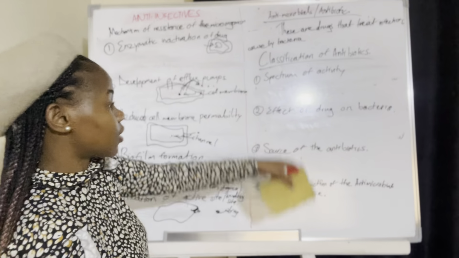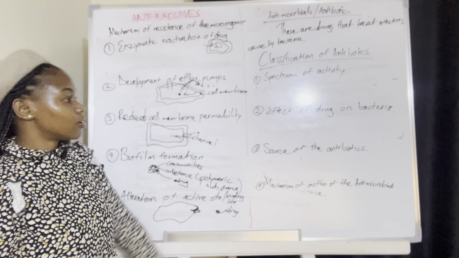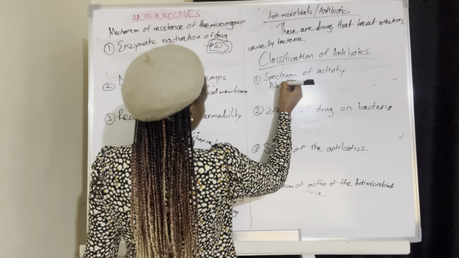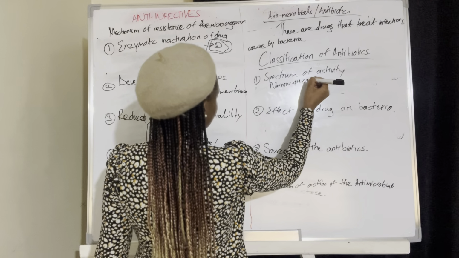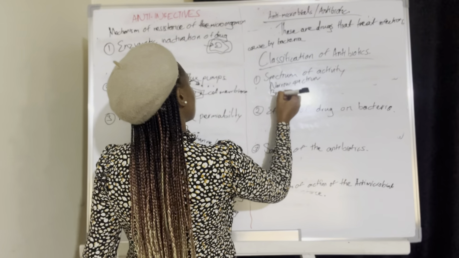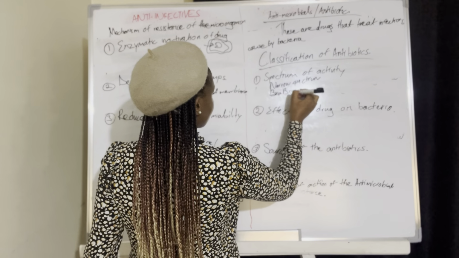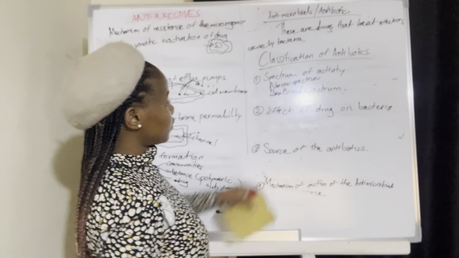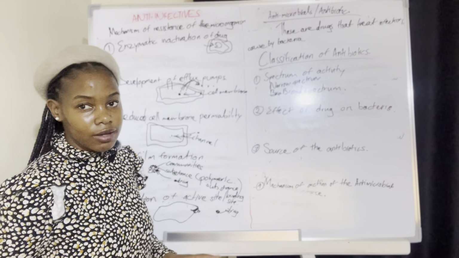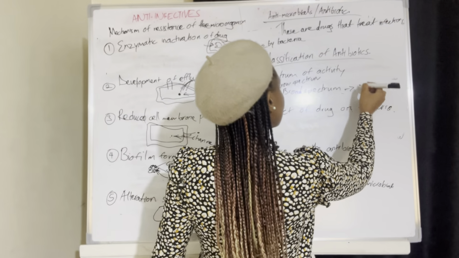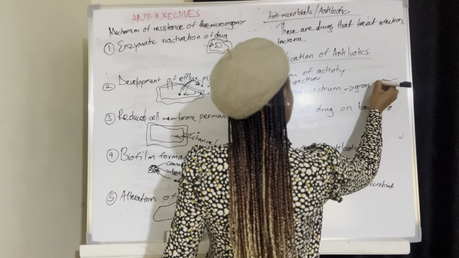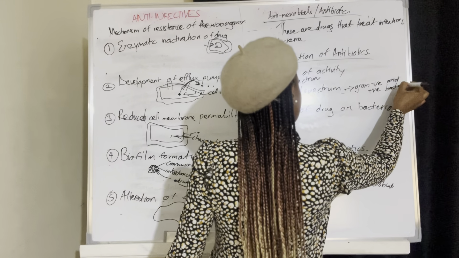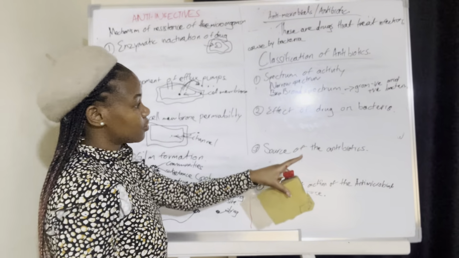So this is the classification of the antimicrobials or the antibiotics. Under spectrum of activity, we have the narrow spectrum, and we also have the broad spectrum. For the narrow spectrum, these are going to work on very few microorganisms, but for the broad spectrum, they are going to work on both gram-negative and gram-positive bacteria.